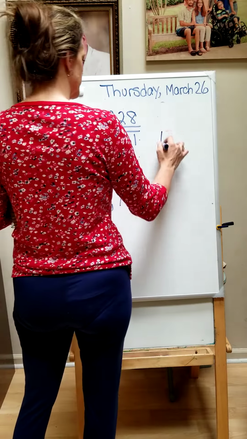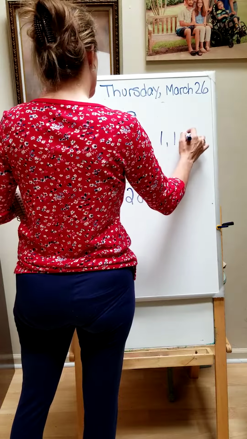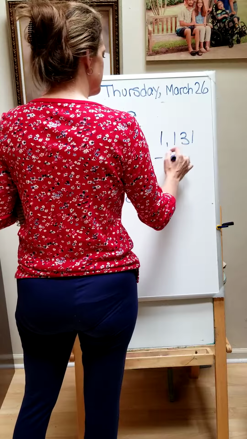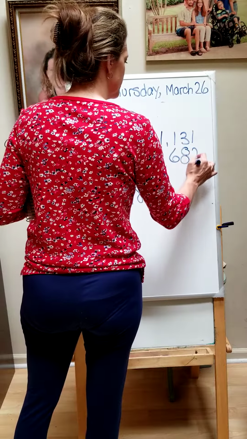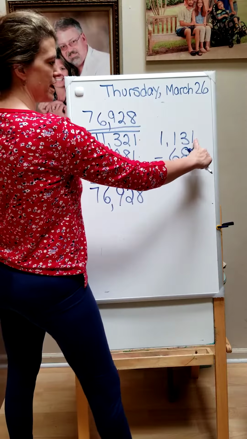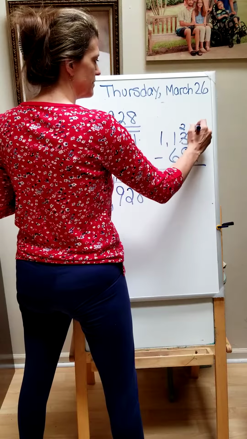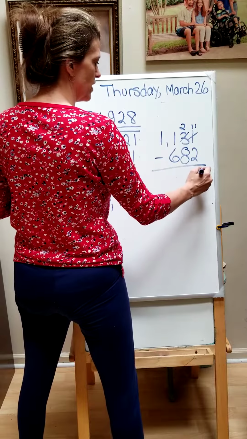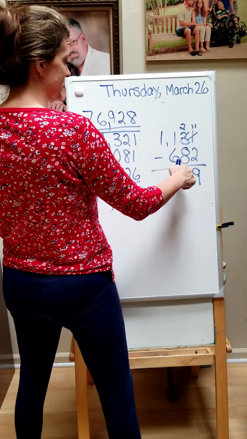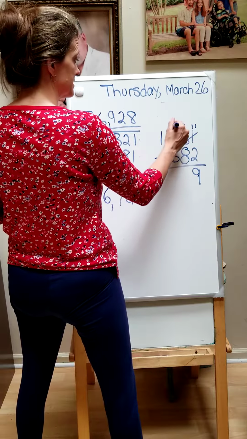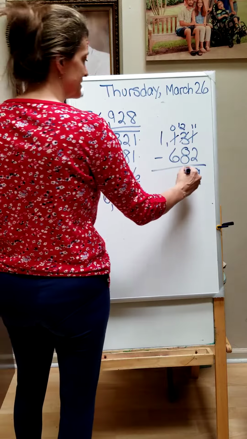All right, the next one is 1,131 minus 682. I can't subtract 1 minus 2, so I'm going to go over here, cross that out, make it a 2, and make this an 11. 11 minus 2 is what? 9. I can't do 2 minus 8, so I'm going to go over here, cross that out, make that a 0, make that a 12. 12 minus 8 is 4.